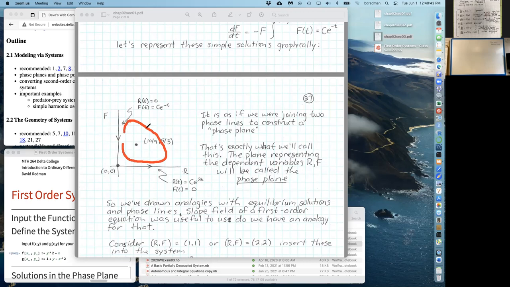Now the question here is, what should I say about this behavior? Is it cycling? Is it going to reconnect and go in an eternal cycle? Or perhaps is it going to spiral in, possibly spiral out? I'm not sure yet. And that's why I'll appeal to a graphical representation. I'll appeal to a numerical analysis.